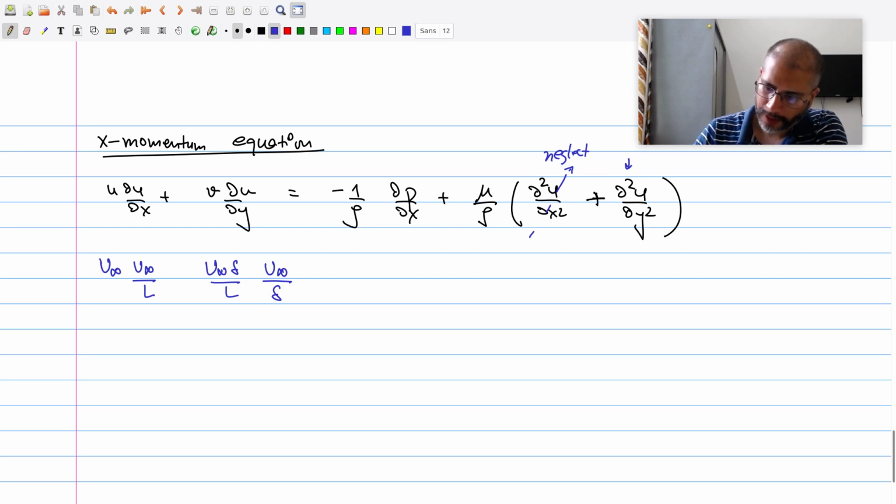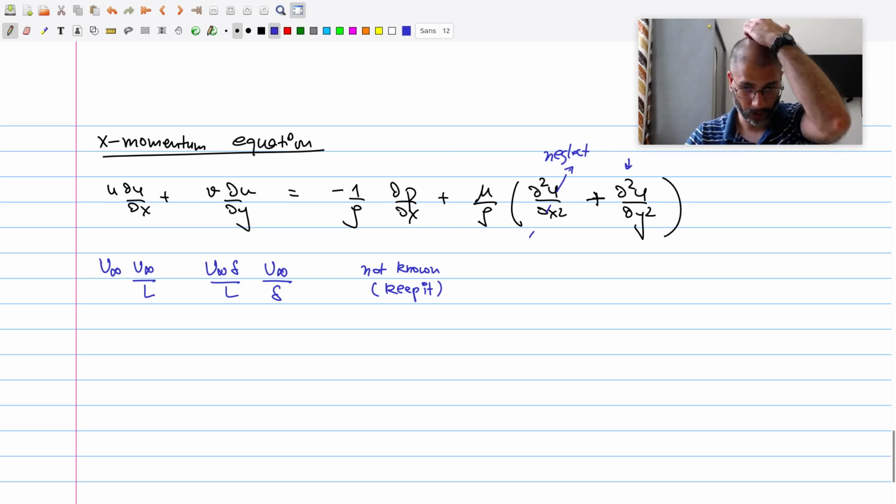The order of 1 by rho del p by del x is not known, because we don't have any information about pressure, so we will keep it. It could be large, it could be small, it doesn't matter, we'll keep it. Our intuition says it is not small, it is comparable, because the pressure gradient in the x direction is what in many cases drives the flow. So in the most general sense it cannot be neglected.